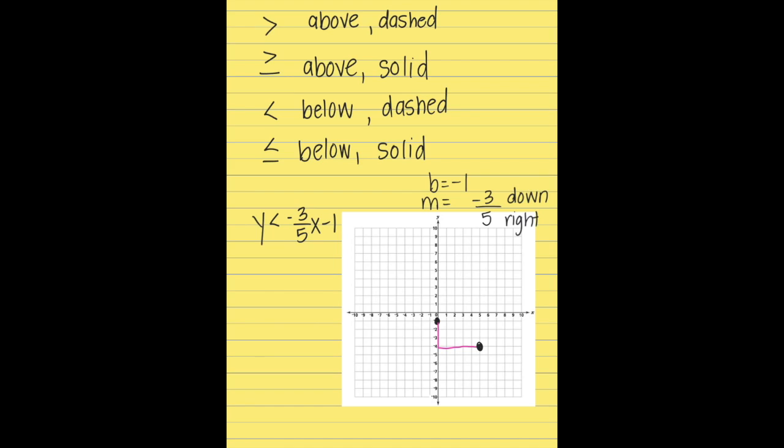Now, this less than right here. If it's less than, what does that mean for us? What type of shading? Solid. You said less than. If it's less than, what type of shading? Okay, so the line is going to be dashed, yes. But the shading is going to be below, okay? So we are going to make a dashed line here.